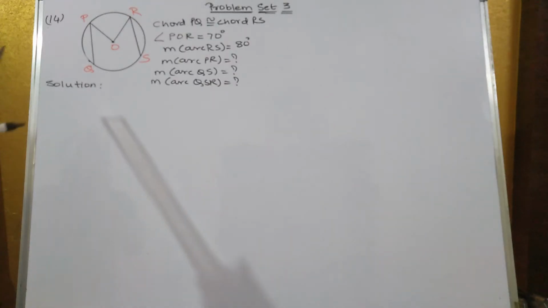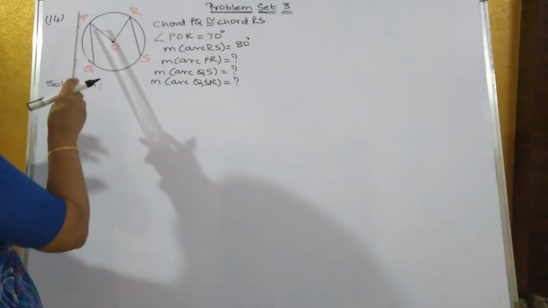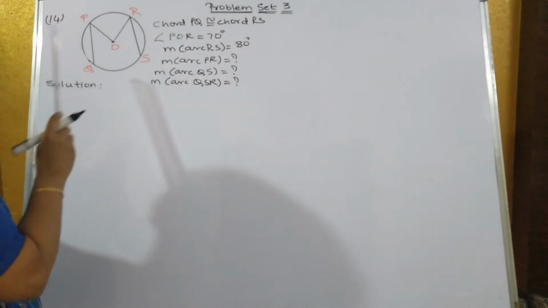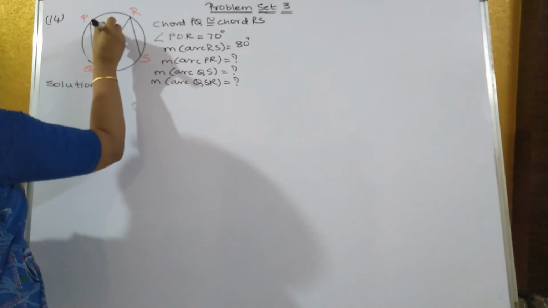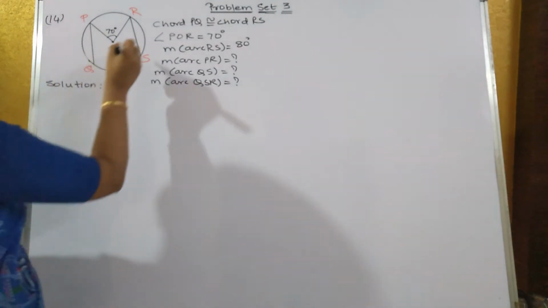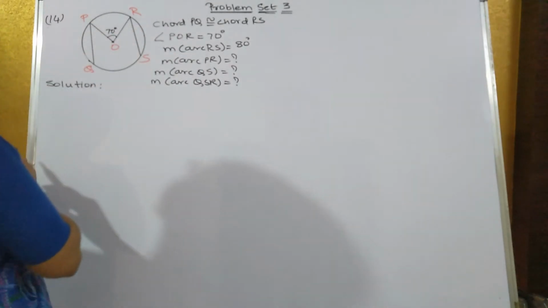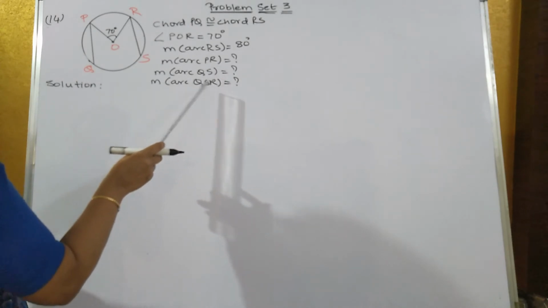Now sum number 14 of problem set 3. They have given chord PQ, that is this chord, and this chord, both are equal, and angle POR, that is this angle, is equal to 70 degree, and measure arc RS, that is this, is equal to 80 degree. We have to find out measure arc PR, QS and QSR.